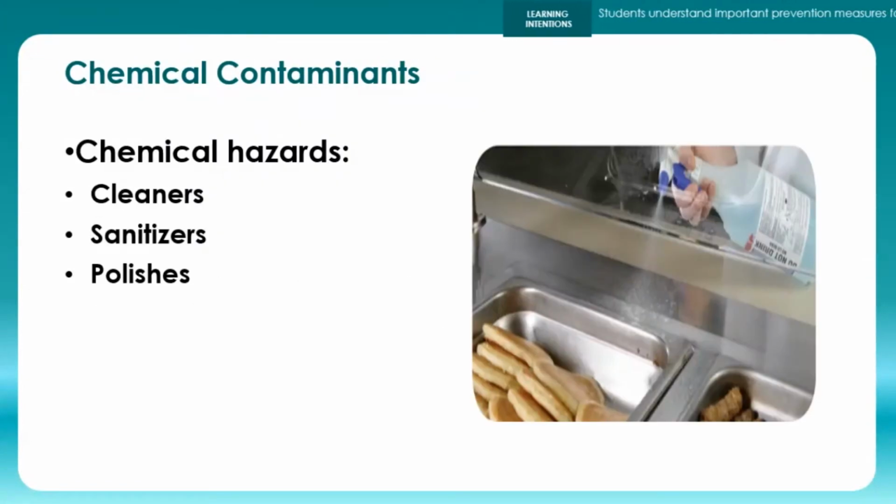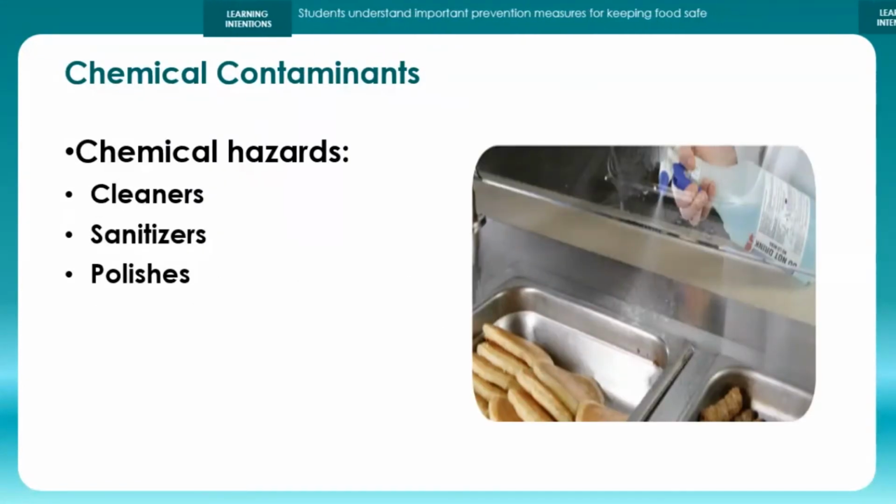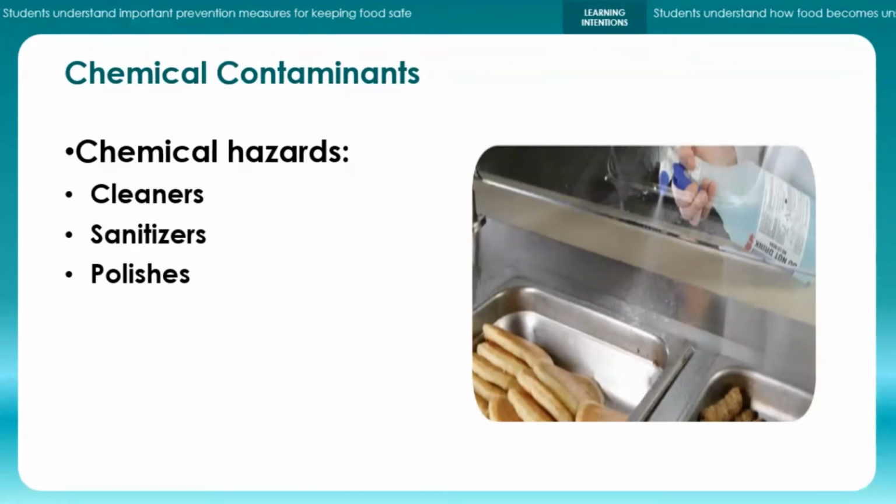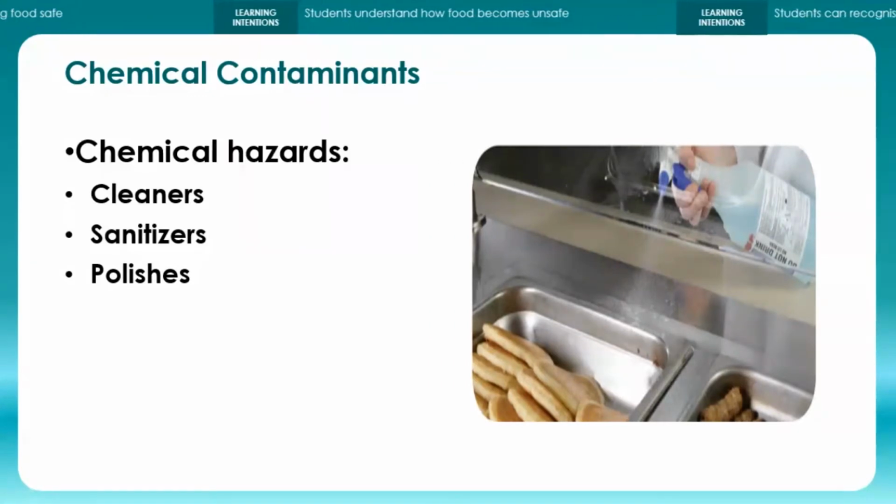Then we have chemical contaminants. Chemical hazards are cleaners, sanitizers and polish. And you can see from the picture, somebody's using a sanitizer and I think they may have sprayed it on the food. They've got so close.